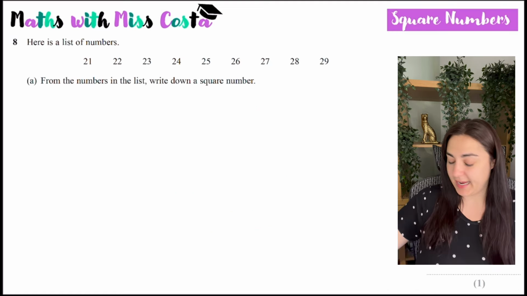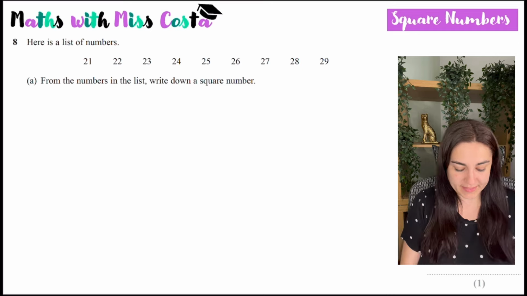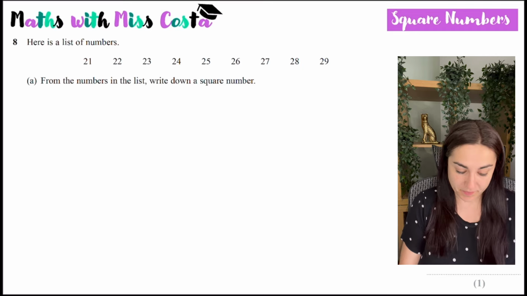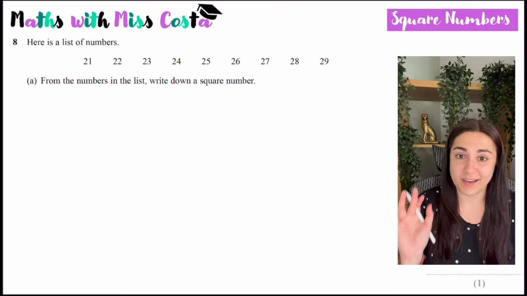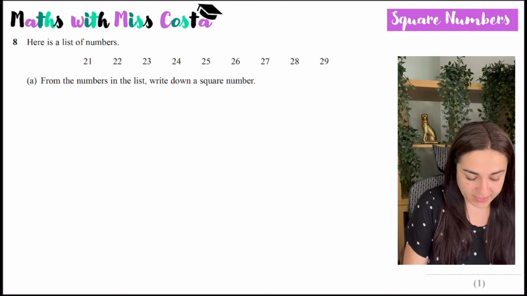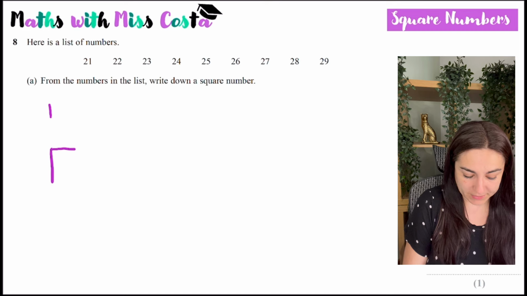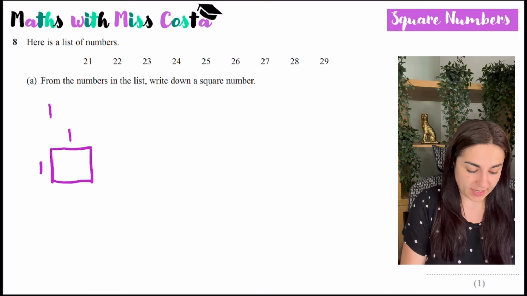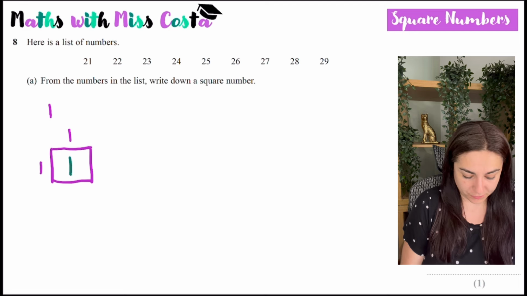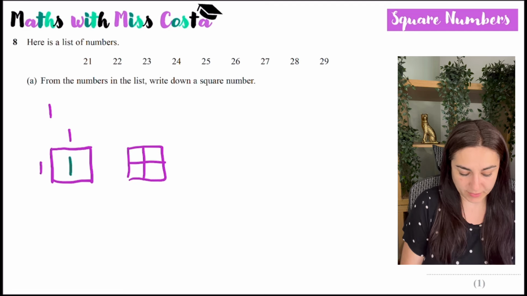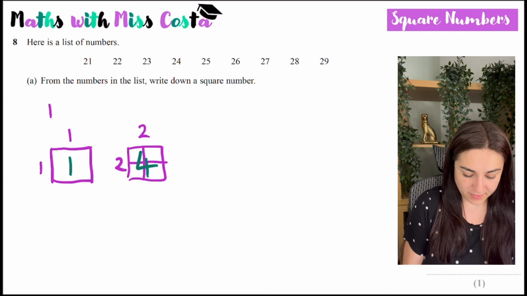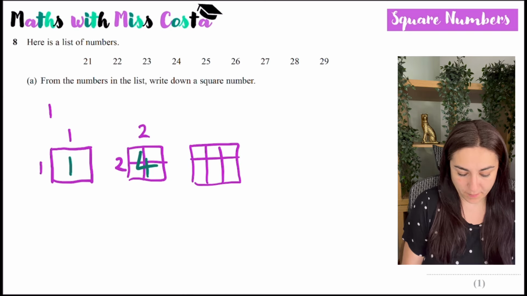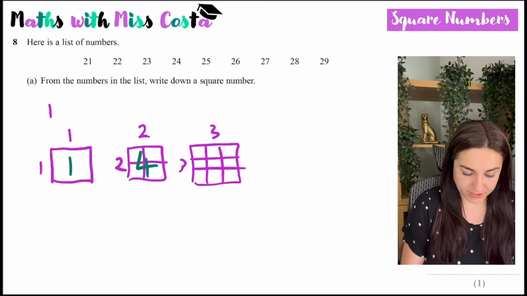Next, I've got a list of numbers, and from the numbers in the list, I need to write down a square number. So this is where it's really handy to just know your square numbers off by heart. And if you don't, we're really quickly going to recap them. The reason square numbers are called square numbers is because they form a square. So you've got 1 times 1, and that forms 1. Then you've got 2 squares times 2 squares gives you 4. Then you've got 3 by 3, which gives you 9.